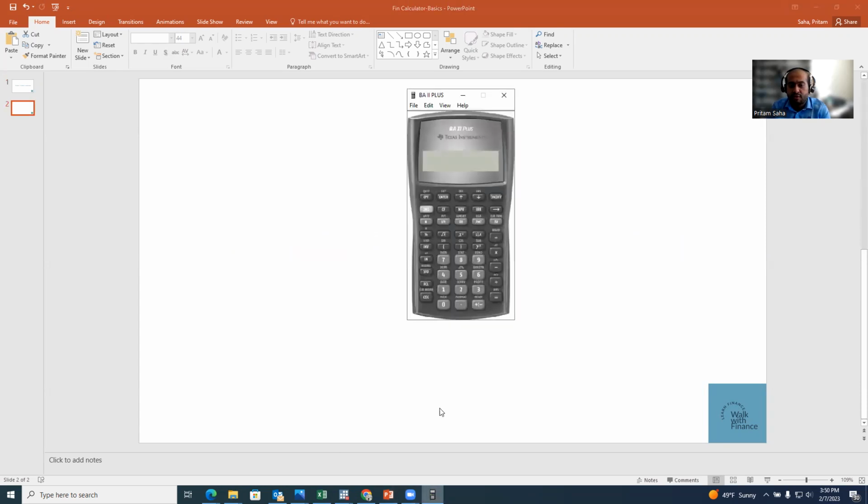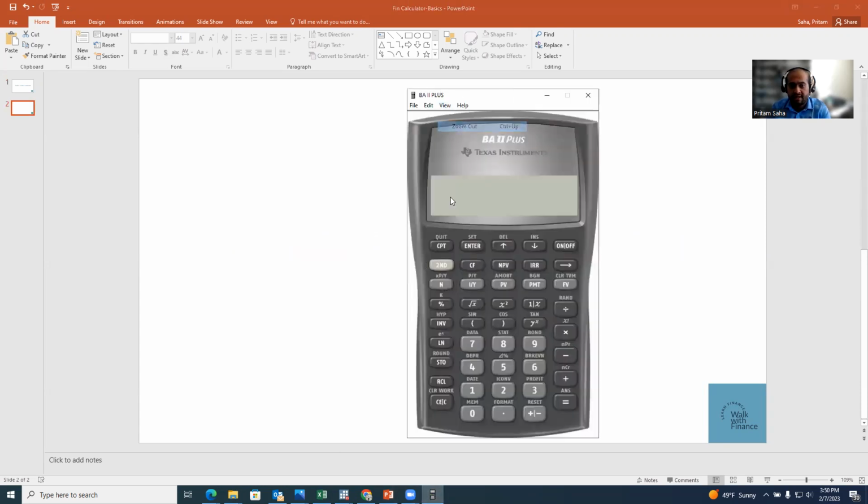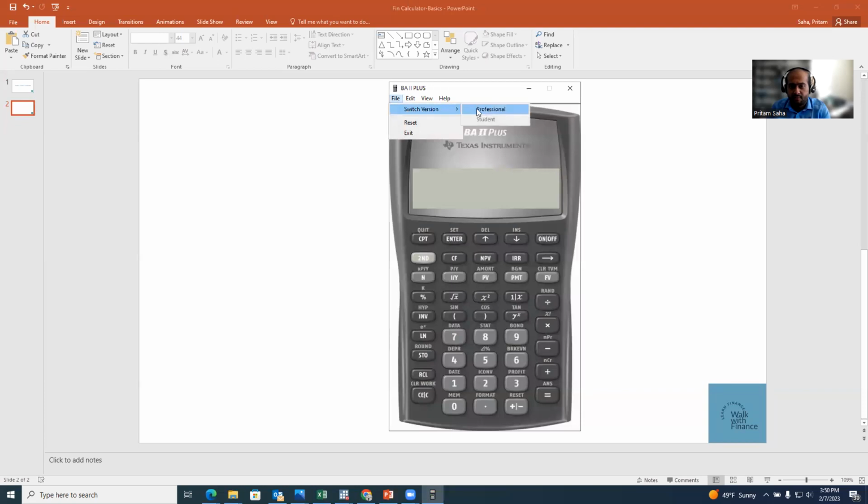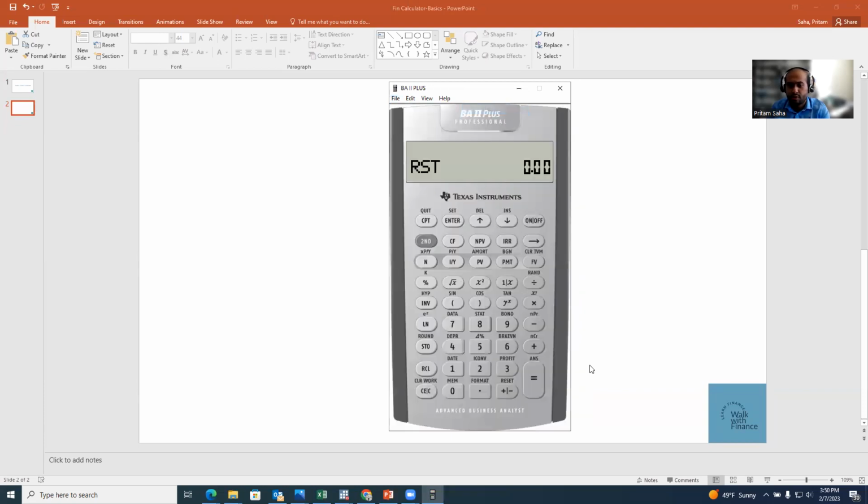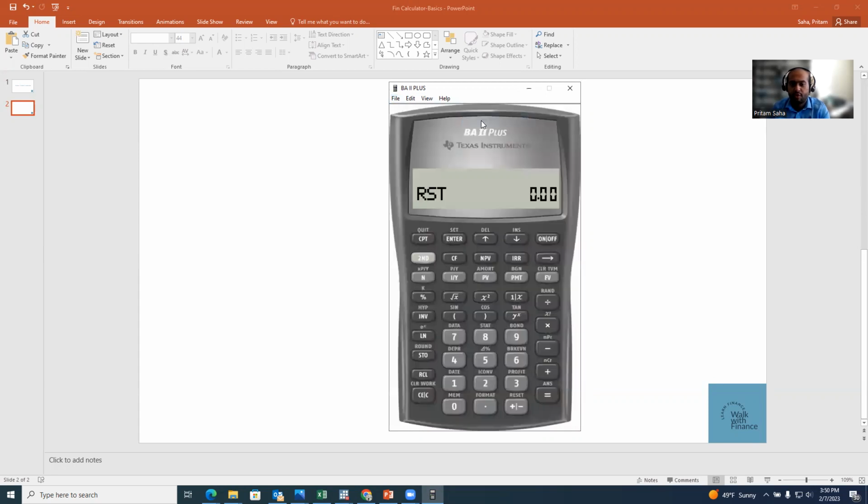So your financial calculator should look like this. Sometimes you buy the professional version, which should look like this. Sometimes you buy the student version, which should look like this. They work exactly the same way, look different, and cost different. So just buy whichever one you like most in terms of money and in terms of look.